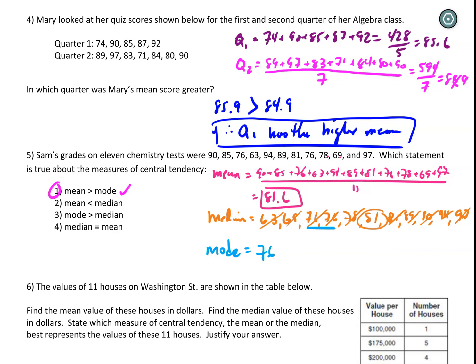There's your answer. Of course, as somebody like me, I like to double check to make sure I didn't make any mistakes. Is the mean less than the median? Is 81.6 less than 81? The answer is no. That would have failed.